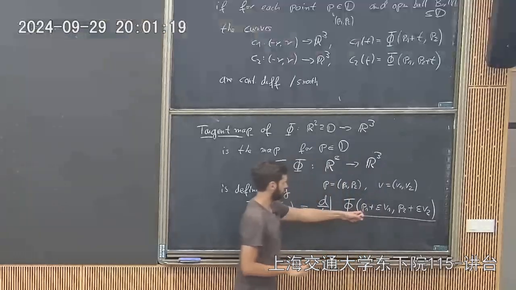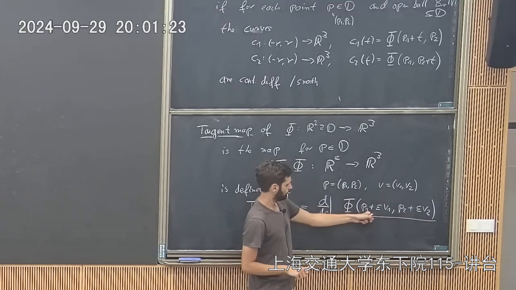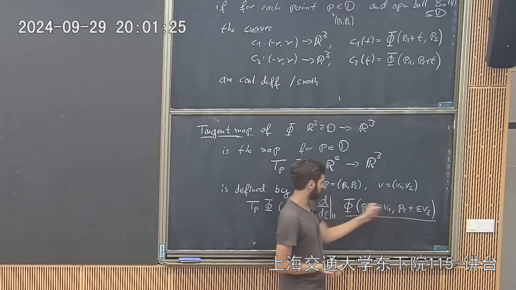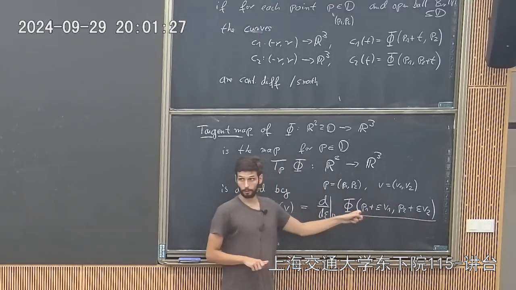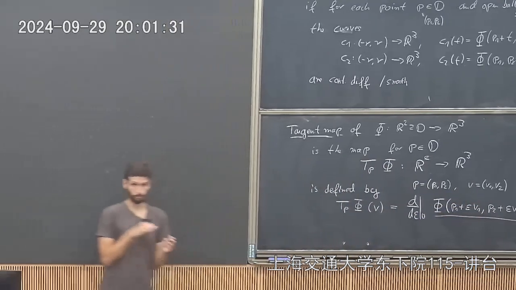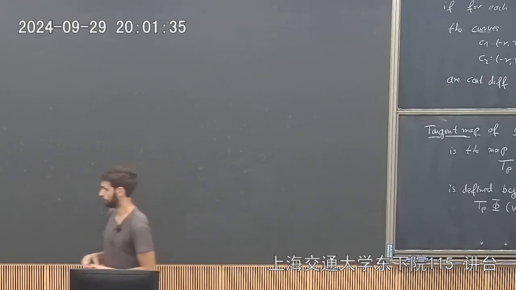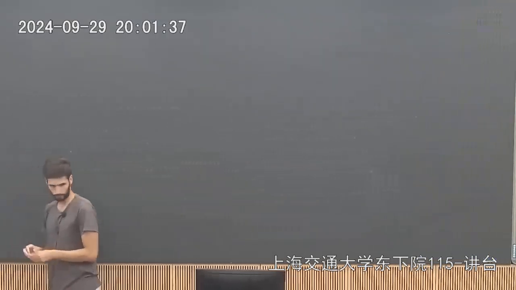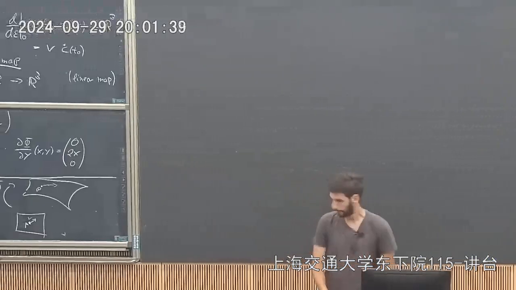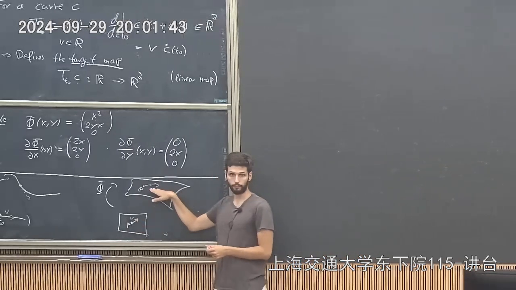This one is a curve, if you take it for epsilon, which starts at P1 and P2, so it starts at phi of P1 and phi of P2, and then we take the derivative with respect to epsilon, so we take the tangent direction of that. So it's really this tangent map that is essentially mapping this small vector V here to this red vector over here.